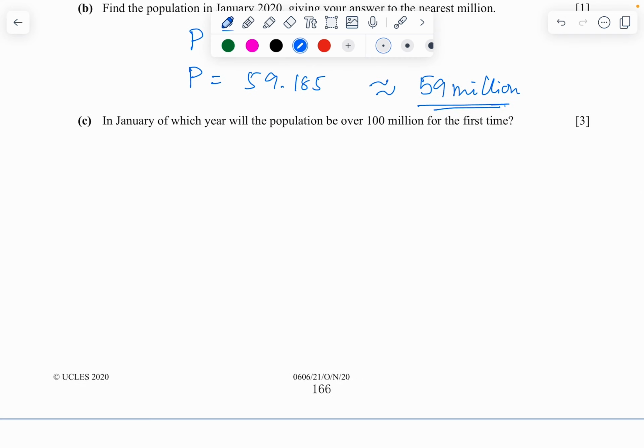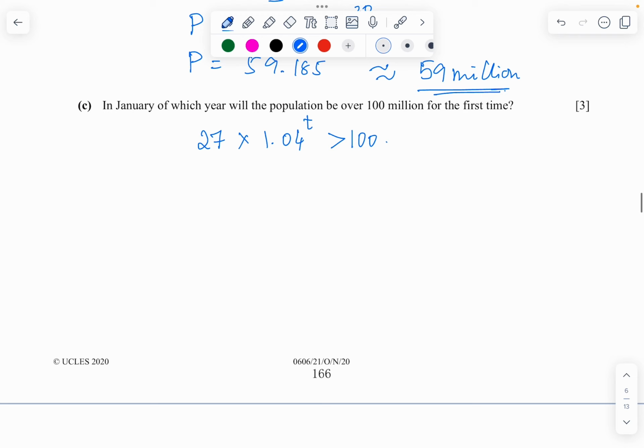Then C: in January of which year will the population be over 1000 million for the first time? Okay, so again, A was 27, so 27 times 1.04 to the power of t must be greater than 1000. So I'm going to calculate this. 1.04 to the power of t is equal to, I'm going to just use equal to for now, 1000 divided by 27. I'm going to use log here or ln, up to you.